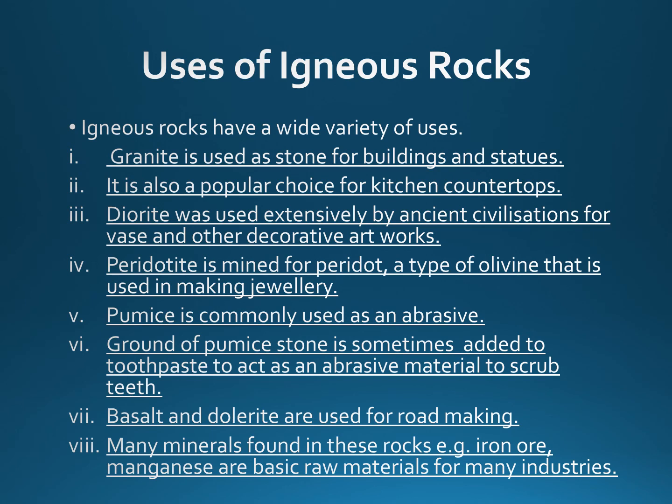Peridotite is mined for peridot, a type of olivine that is used in making jewelry. Legendary beauty Cleopatra used to love peridot a lot. Pumice is commonly used as an abrasive. Pumice is used to smooth skin or scrape up grime around a house. Ground up pumice stone is sometimes added to toothpaste to act as an abrasive material to scrub teeth.